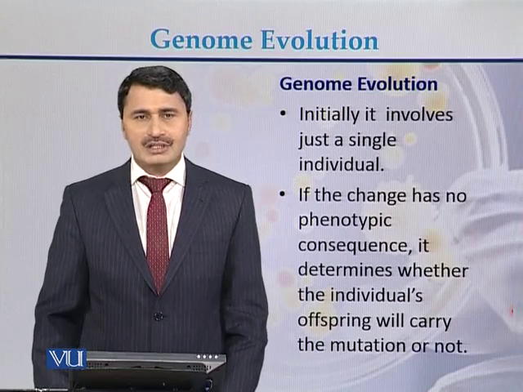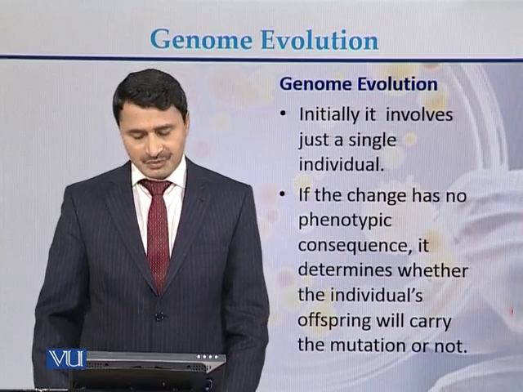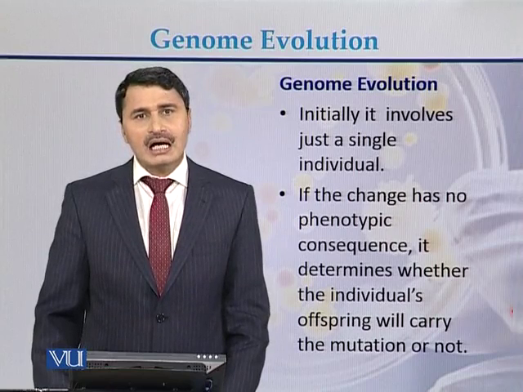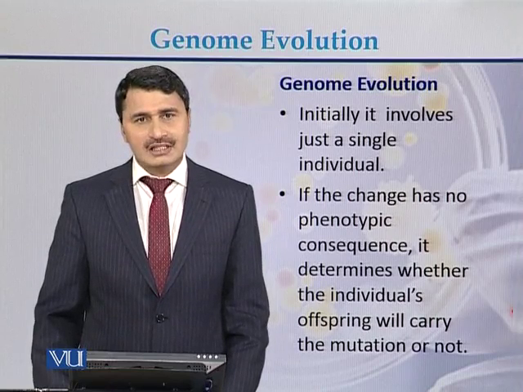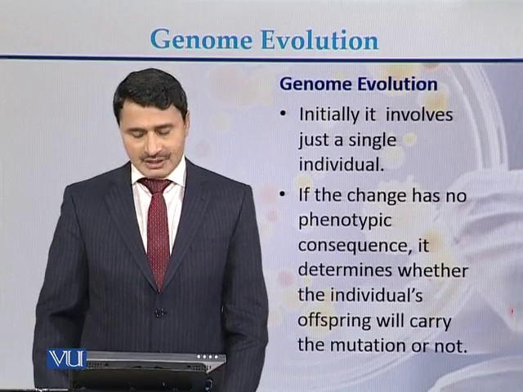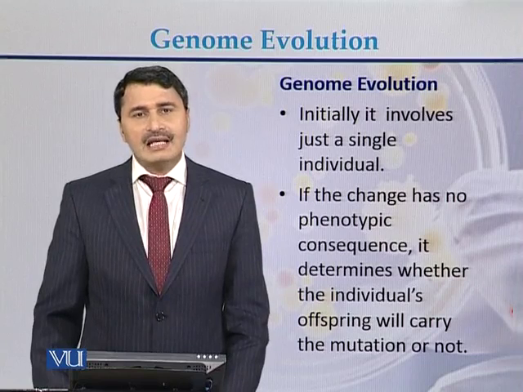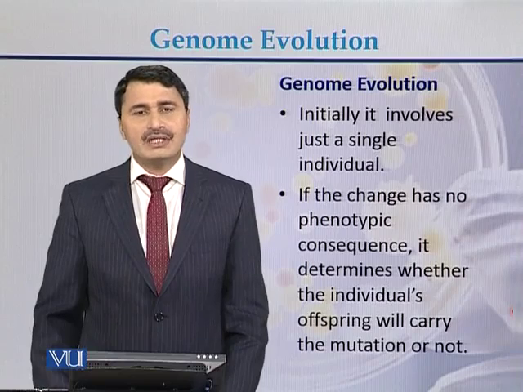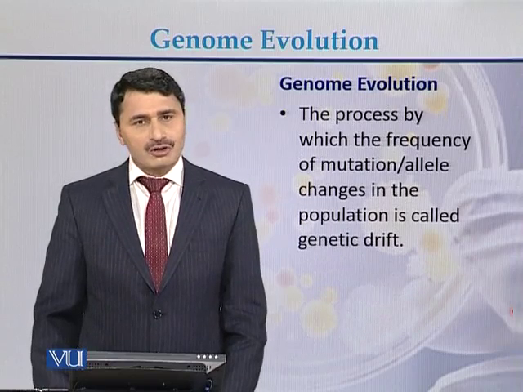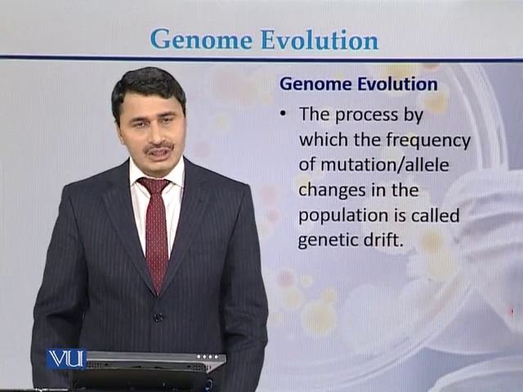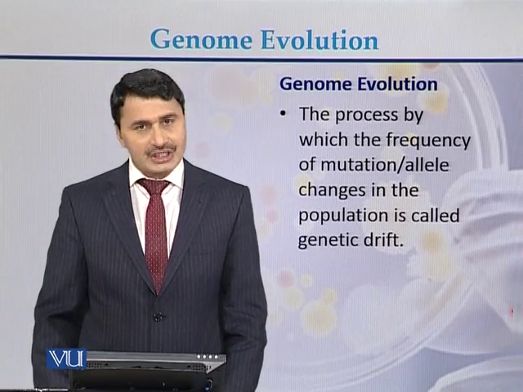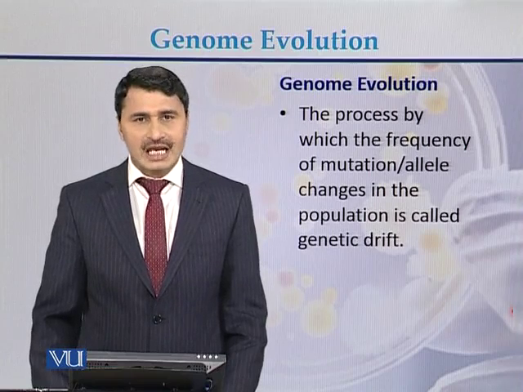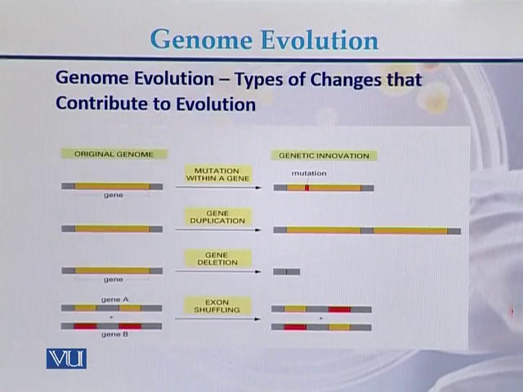The basic concept is about mutations or variants. If there is a mutation in the genome at a single point in a single individual, and it is beneficial, then it will go to the next generation. If it is not beneficial, then it will be eliminated. The process by which the frequency of mutations or alleles changes in a population is called genetic drift.